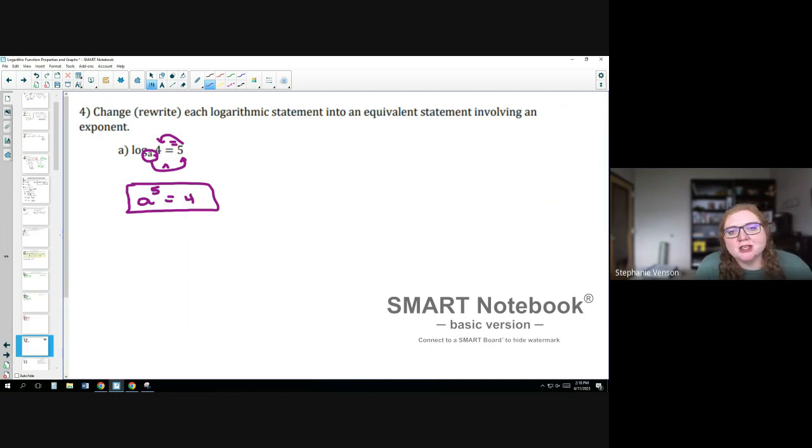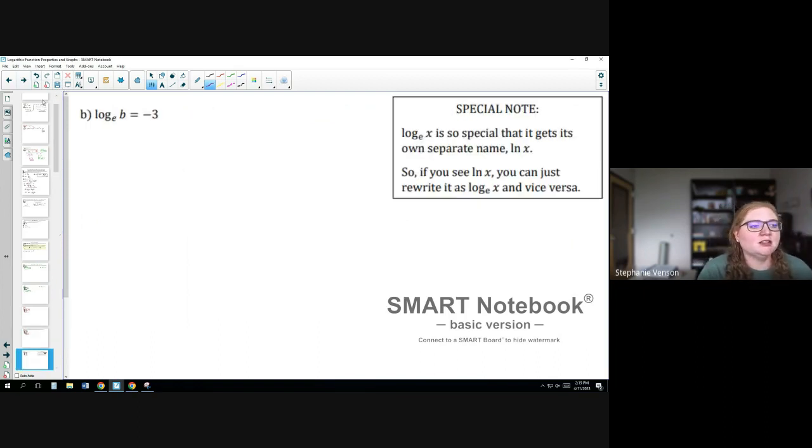And there you go. That's how you rewrite a logarithm as an exponential. Base raised to the other side of the equal sign equals what's inside. Again, for this one, that would be a raised to the 5th is equal to 4. You'll have several like this as well. So let's try it again.